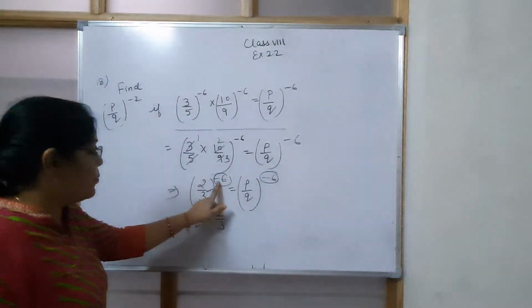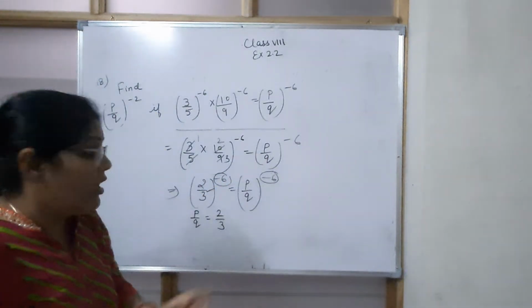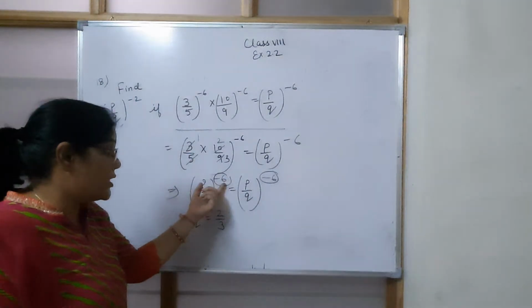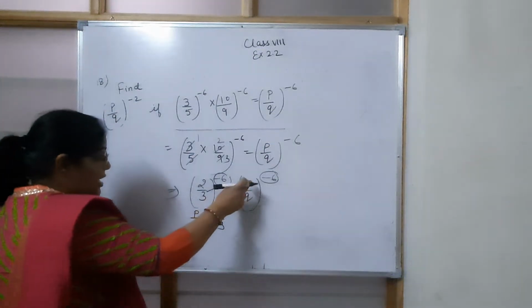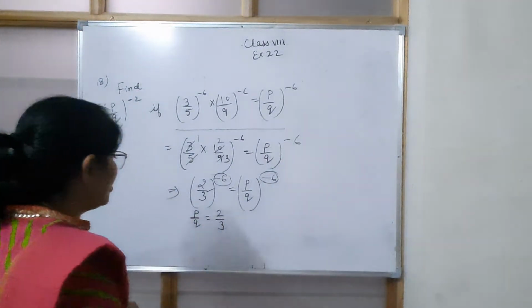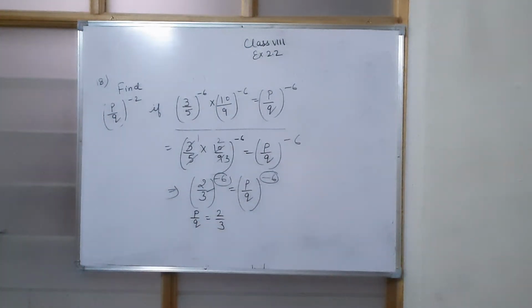Fine. Now, bases and powers, exponents, are also the same. Equal to sign means this number is equal to this number, and the bases and exponents are also the same. So bases will also be equal. The bases are P upon Q and 2 upon 3, so these two will also be equal. So P upon Q is equal to 2 upon 3.